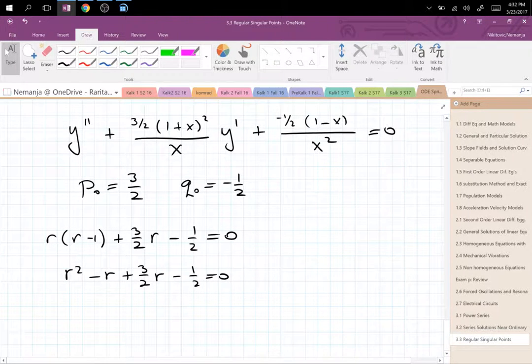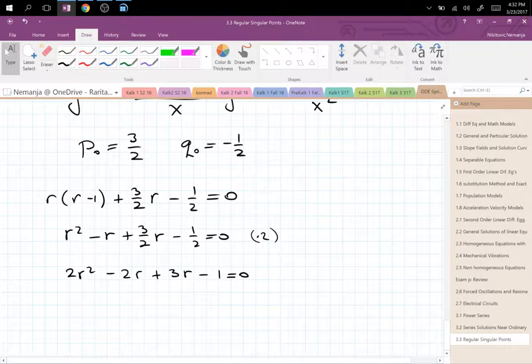Multiply everywhere by 2 to kill fractions. 2r squared minus 2r plus 3r minus 1 equal to 0. So that's when I multiply the whole thing by 2. And finally I have 2r squared plus r minus 1 equal to 0. When you factor, you get your r's.